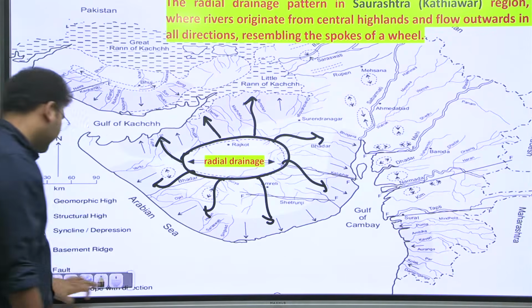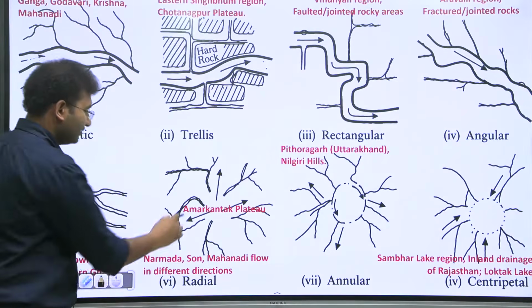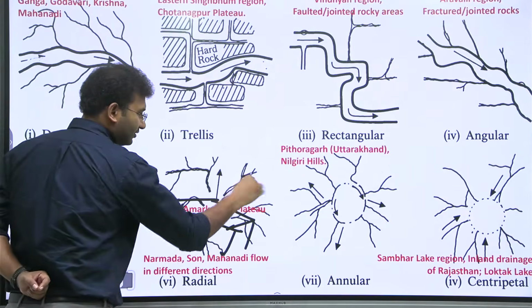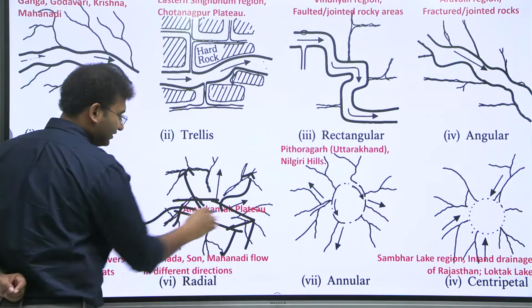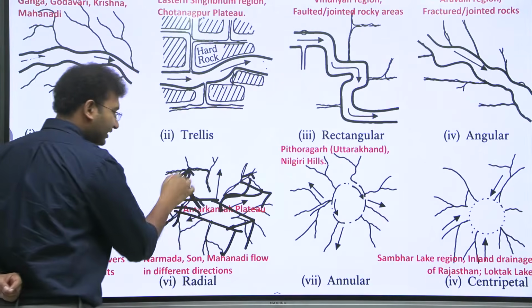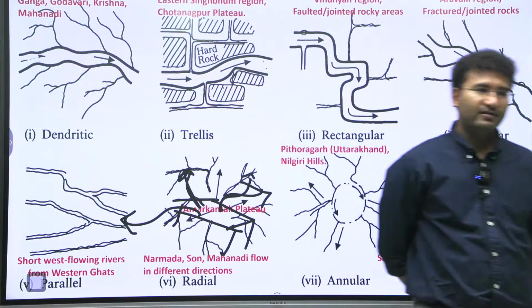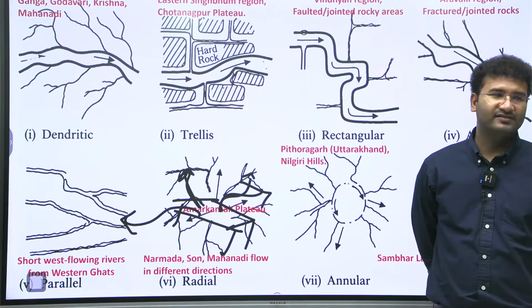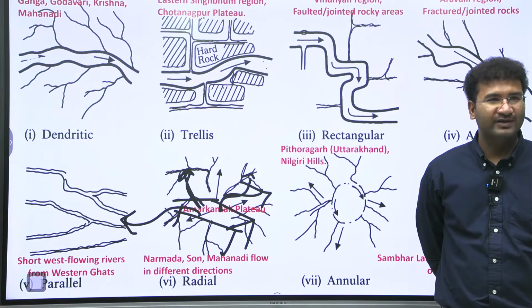Another example that you can think of is Amarkantak Plateau. From here, one side it is Narmada, Mahanadi is draining this side and Son is draining on the other side. Amarkantak, right? Madhya Pradesh and Chhattisgarh border. Achanakmar-Amarkantak Biosphere Reserve.